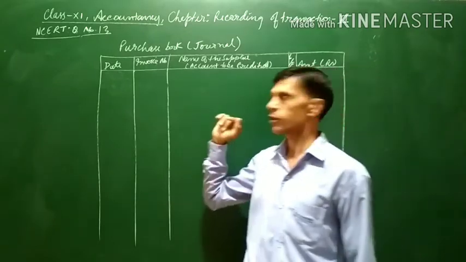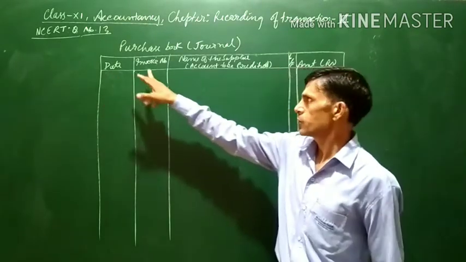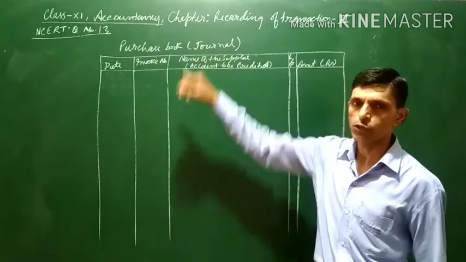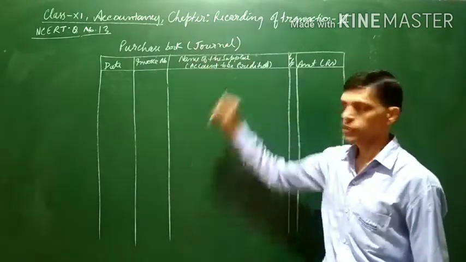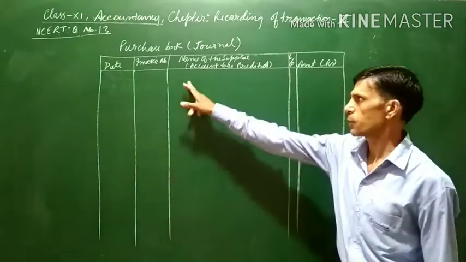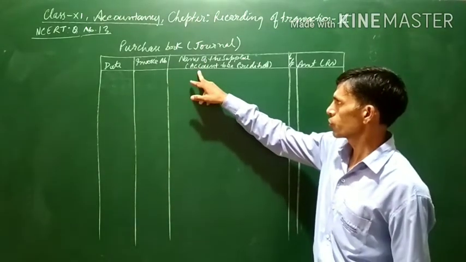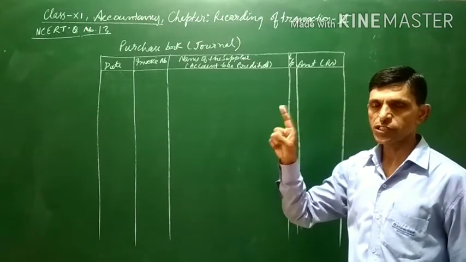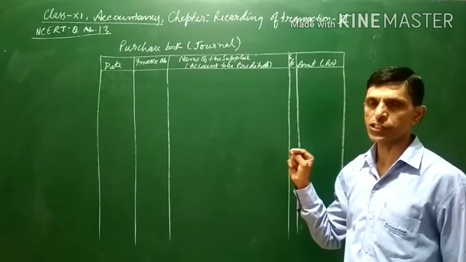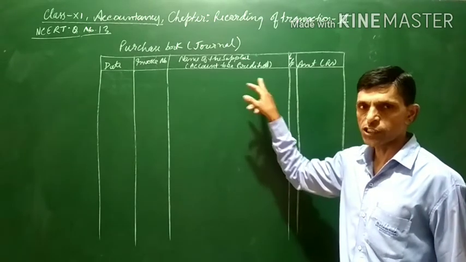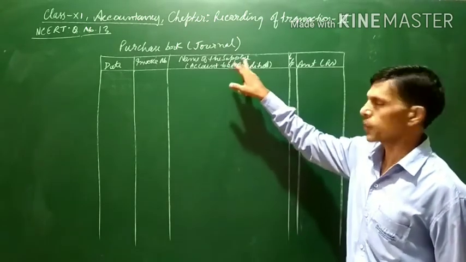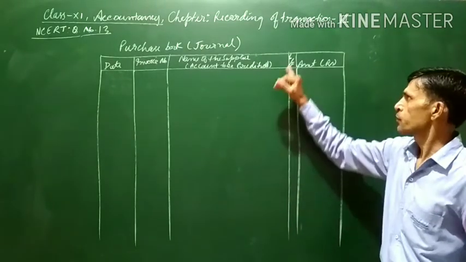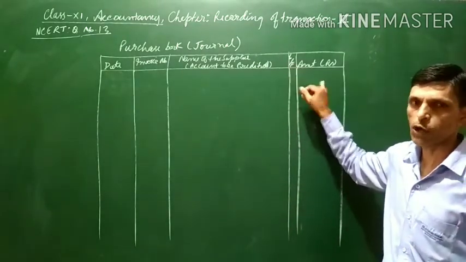The format I have already drawn here. The first column is the date, the second is for the invoice number, and the third is for the name of the supplier, because when you are purchasing goods, there will be a supplier, so the name of the supplier will be written. It is also written as account to be credited, because if you purchase goods, purchase is debited and the supplier's name is credited. So you can write account to be credited, or the name of the supplier, or both. There is no harm in writing both. Then there are the ledger folio column and the amount column.